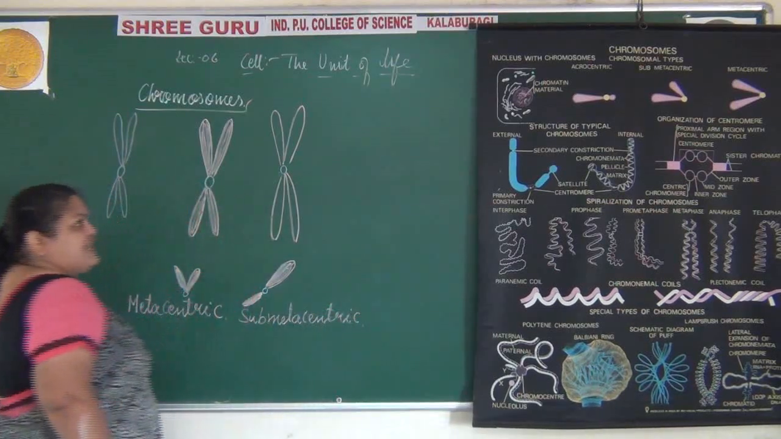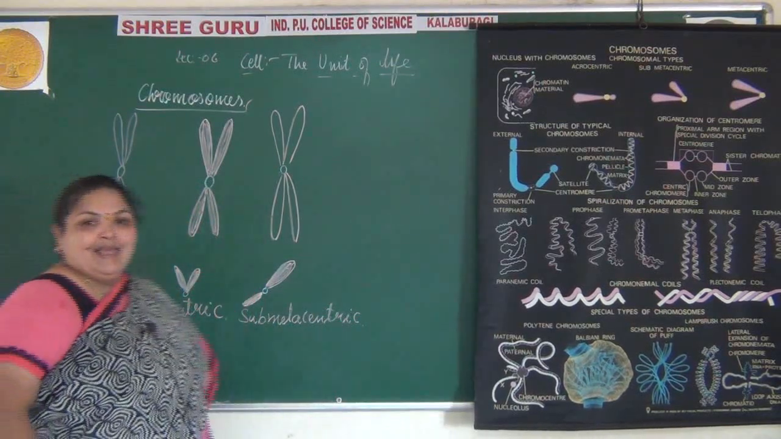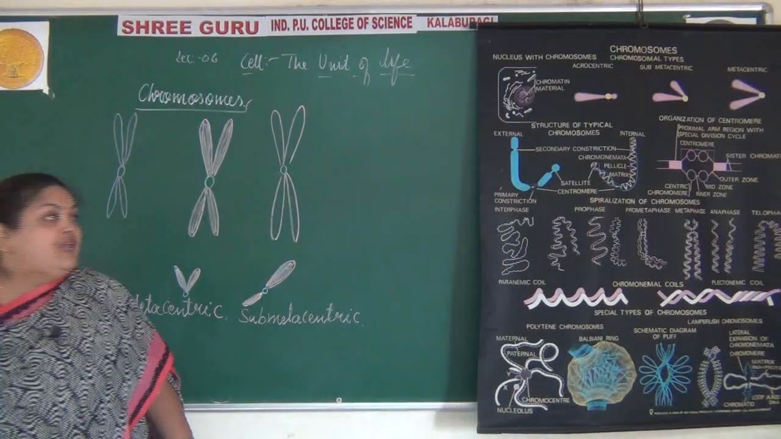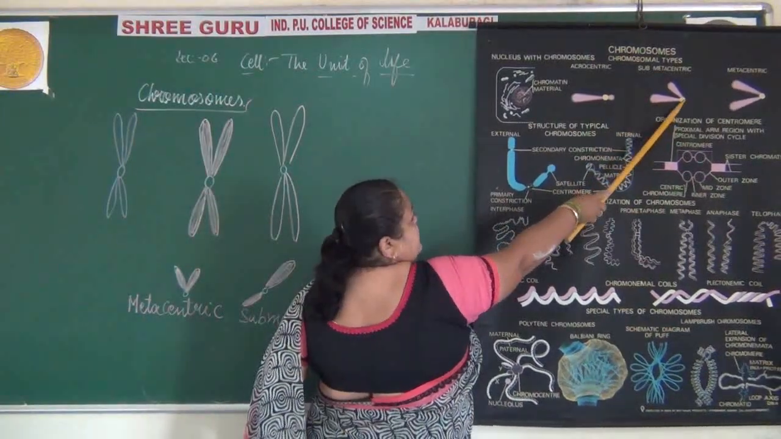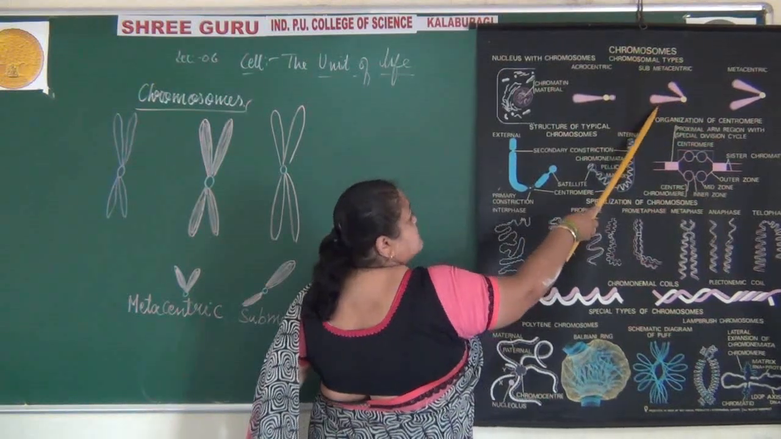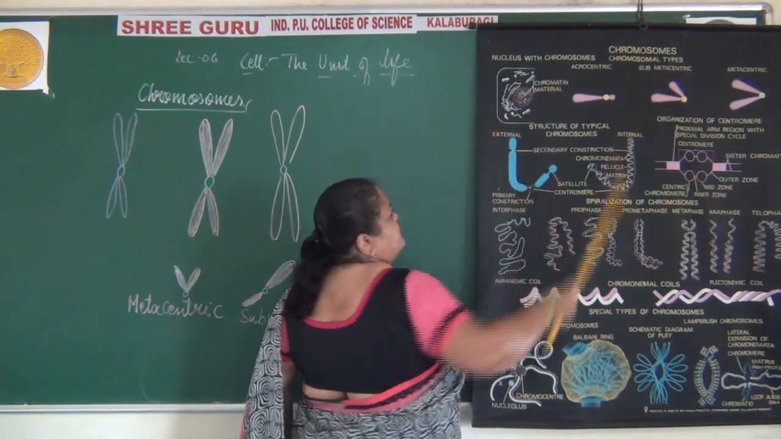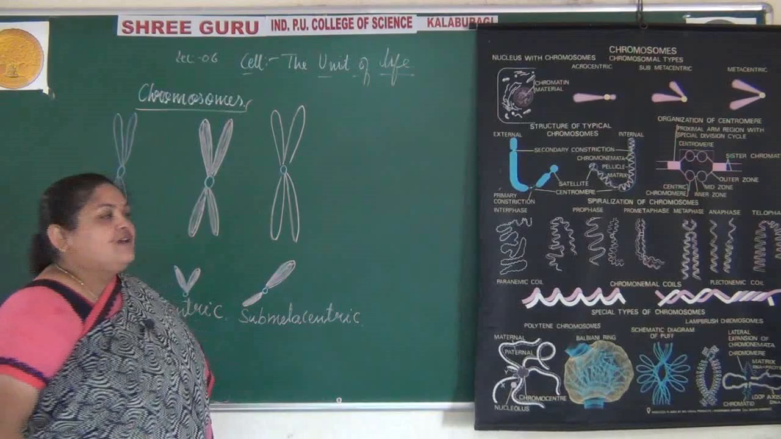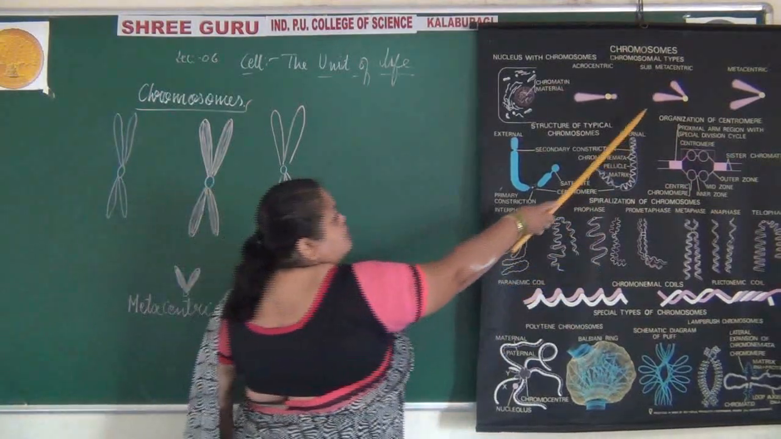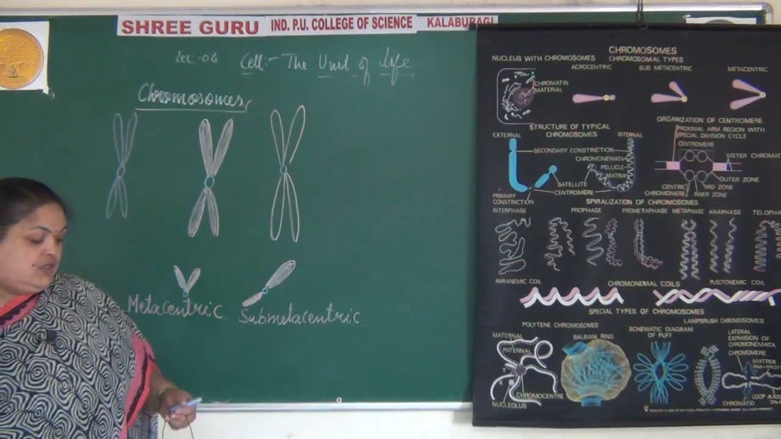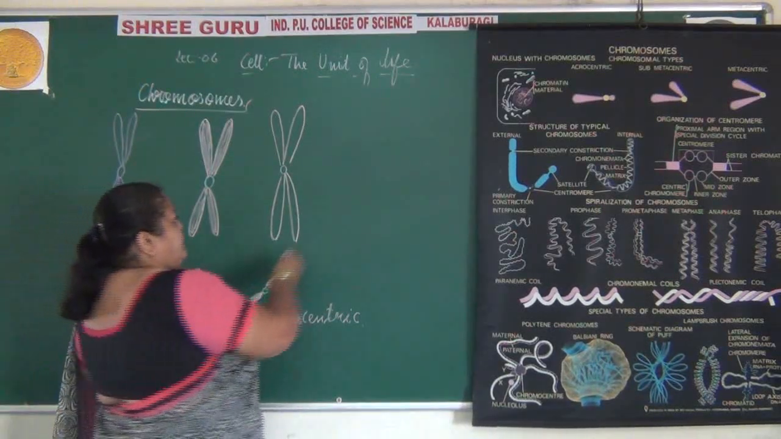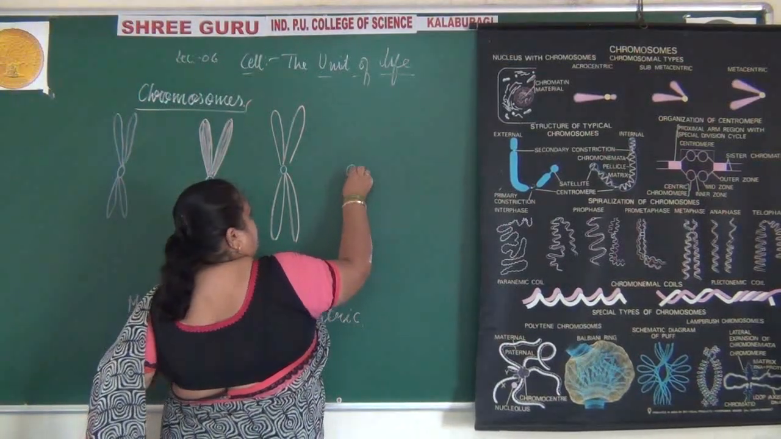Submetacentric, which slightly appears to be L in shape. L shaped. You can see that this is the centromere and these are the arms. The centromere is not exactly at the center and it shows the arms are not equal with each other. While in the third type, there is a centromere.